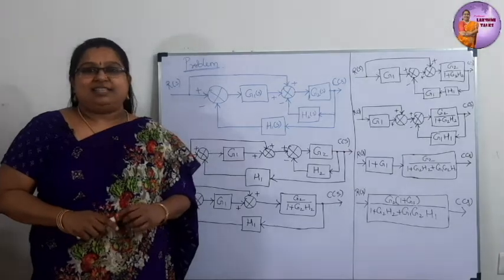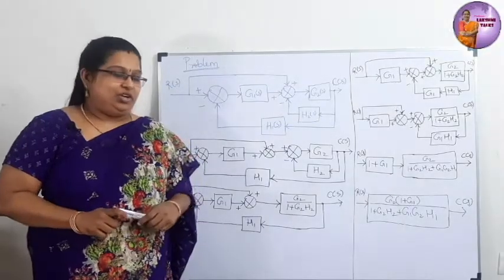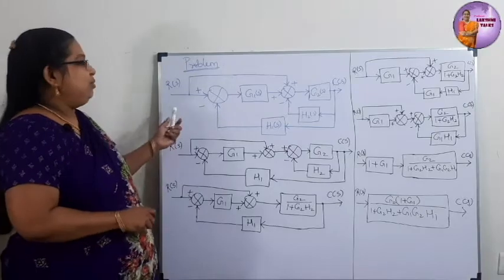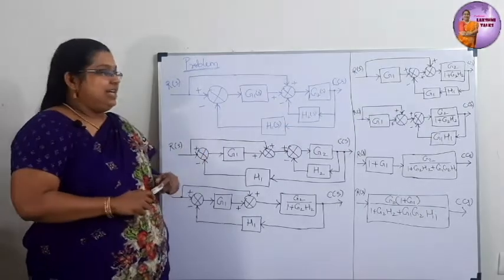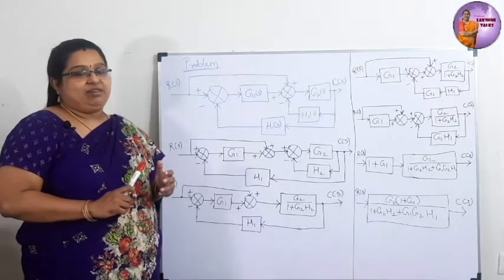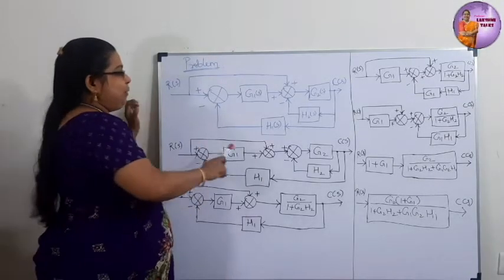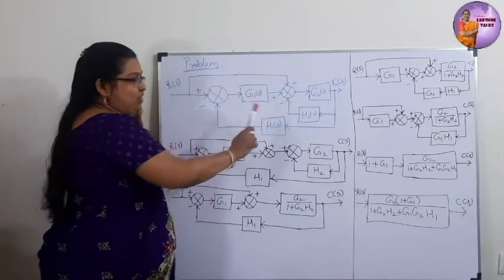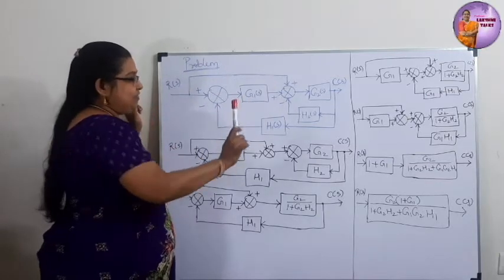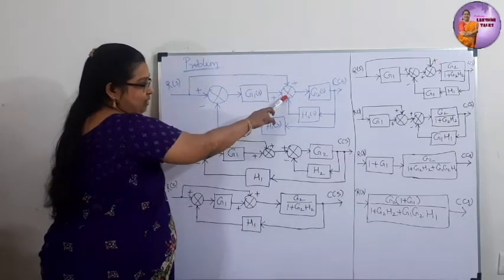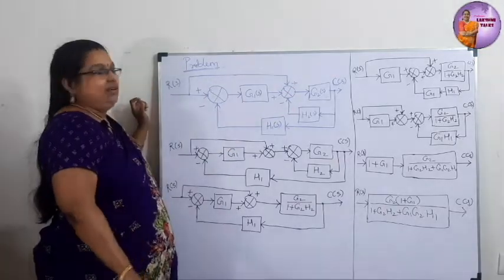Hello students, in today's class we will see another problem on block diagram reduction. So this is a problem that is given to you. As usual, first let us check whether we have blocks in series, parallel or a simple feedback. You can see there are no blocks in series, parallel or simple feedback, but we have a summer with 3 inputs, right?